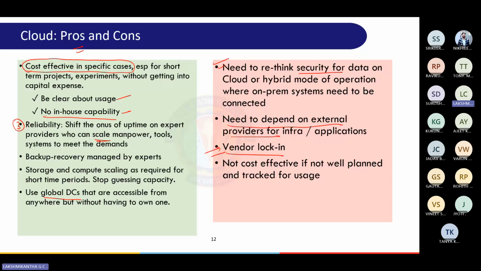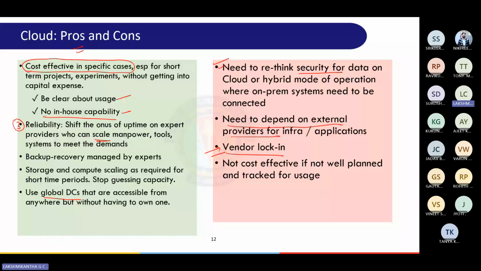Guys, if you heavily rely on a single provider's proprietary services, for example, you are depending on DynamoDB, you are depending on BigQuery, that is called proprietary services. This becomes a very difficult and expensive move to a different cloud later. You are locked in. That's all.